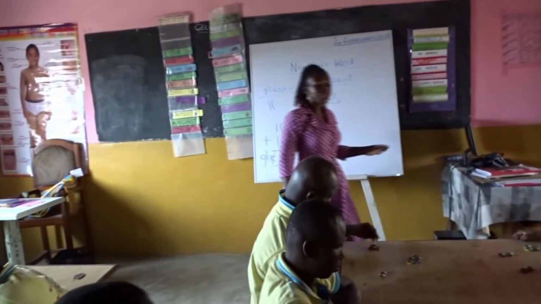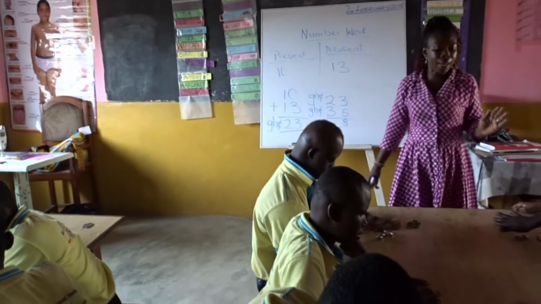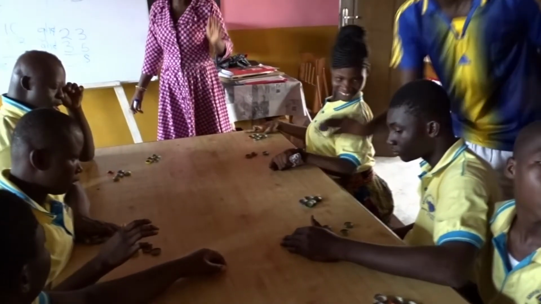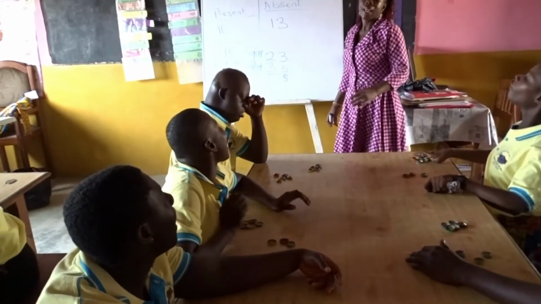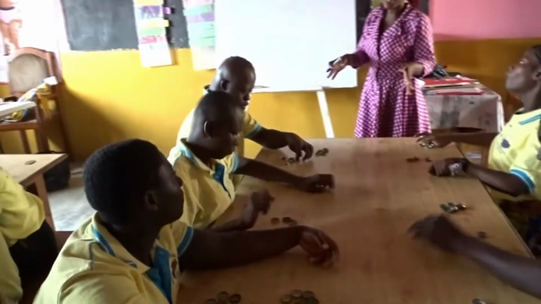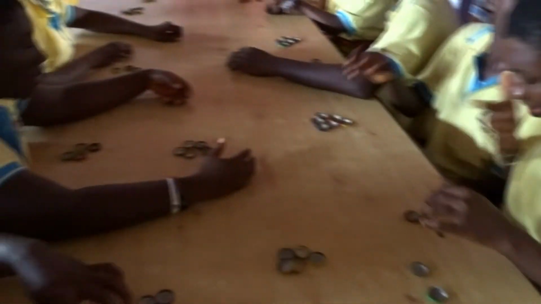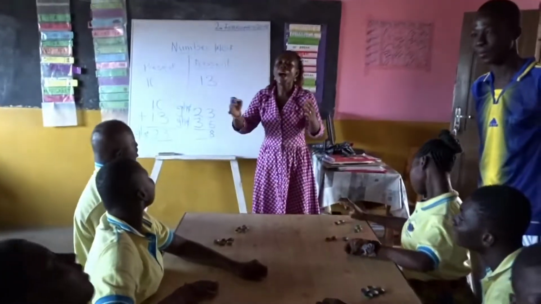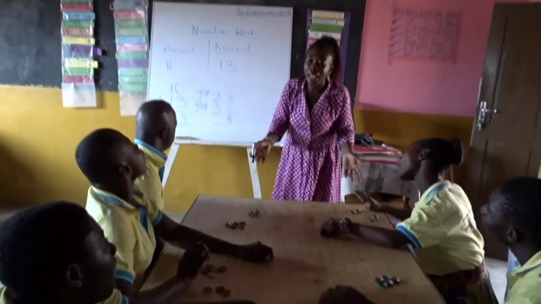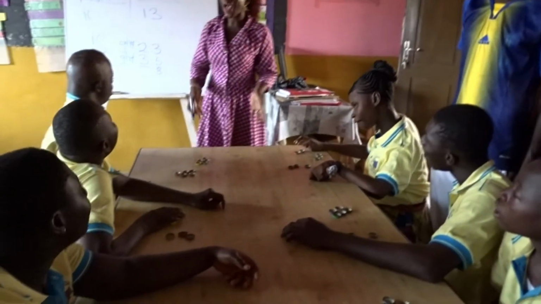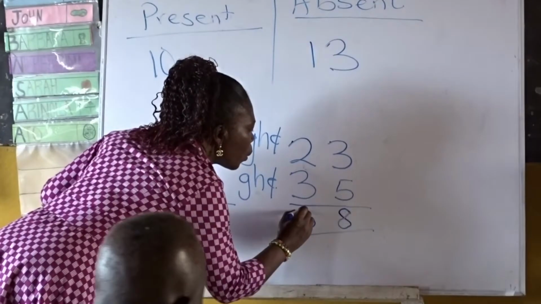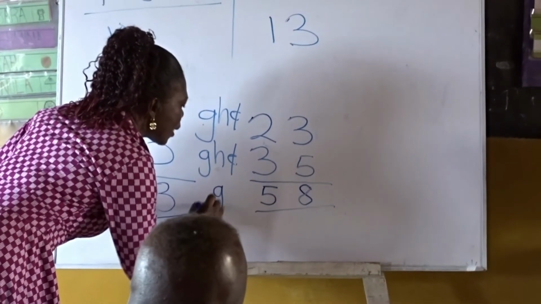Put all together, 2 and 3. Put it together. Is it together? Yes, Mother. 1, 2, 3, 4, 5. 5 cedis. Now you're the Ghana cedis, you know.